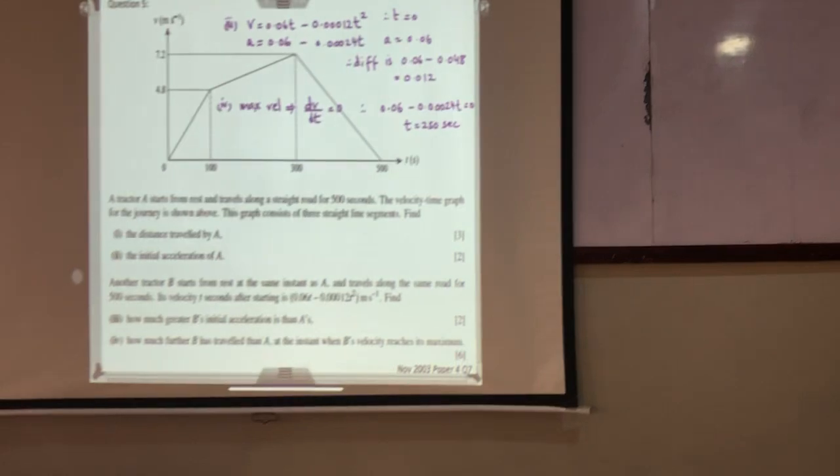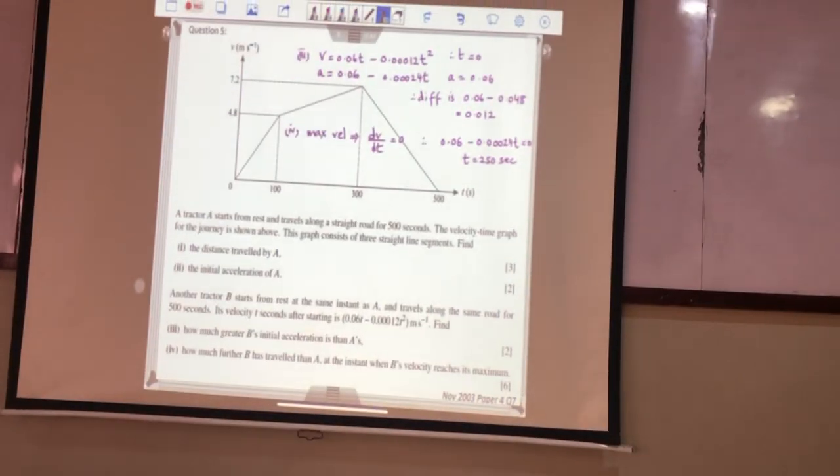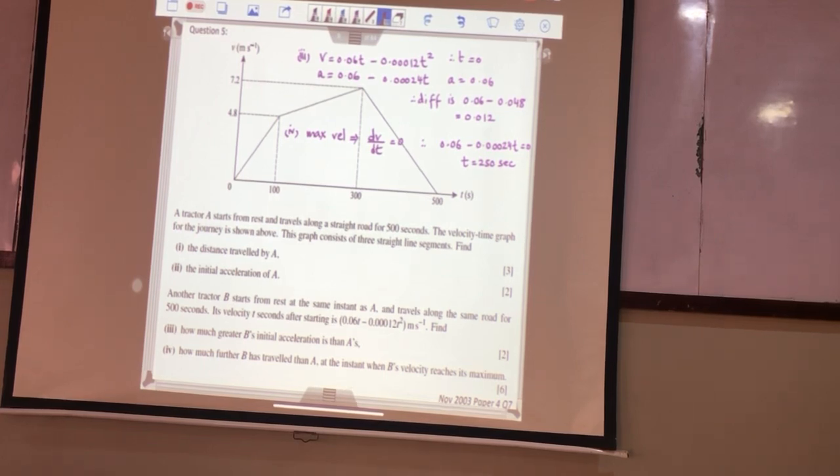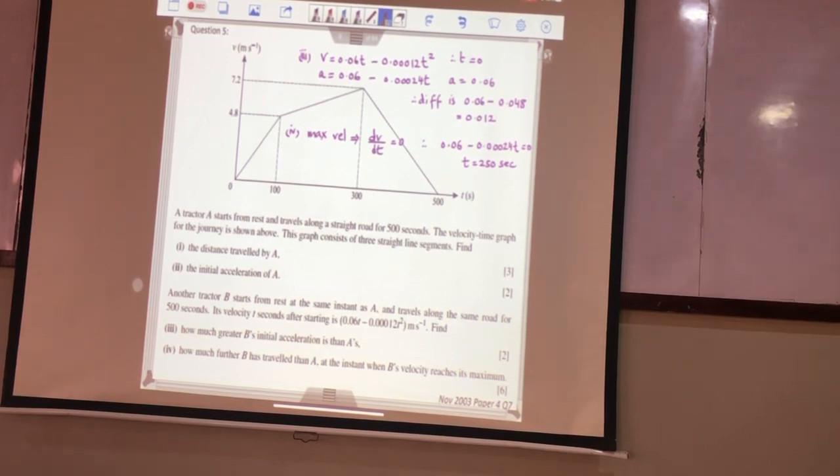How much greater is B's initial acceleration than A's initial acceleration? What we can do is differentiate, have a look at the board. We can differentiate the velocity equation, we get the acceleration equation. Initially means time t equals 0. But when we were dealing with the constant acceleration part, we were dealing with 100 seconds. So in those 100 seconds, the acceleration did not change. So there it was calculated using the gradient formula.